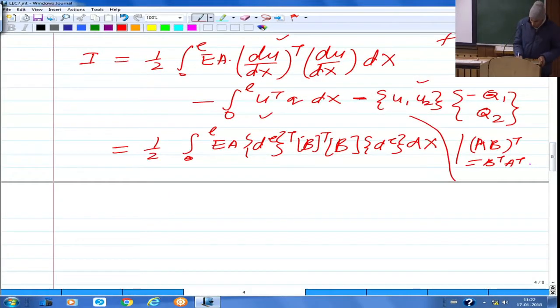And then this term is minus integral 0 to L, u is again h into d, so its transpose would be d transpose.